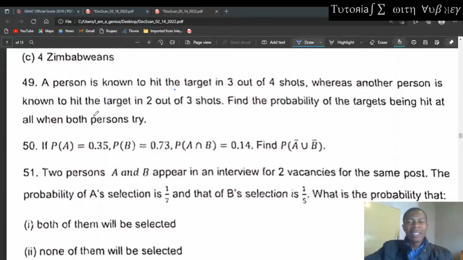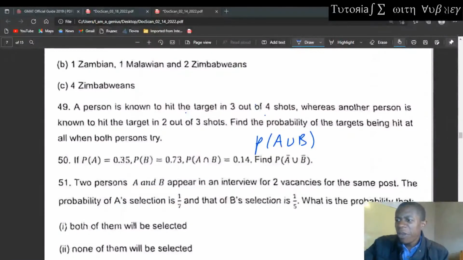Now let's pay attention to vocabulary here. It's saying when both persons try to hit the target. This is one thing you should pay very much attention to. When both, when both, all right? This should not be confused with when both target A and B hit the shot. So when both try to hit the target, we are talking about the union relationship. So this is the relationship A union B.